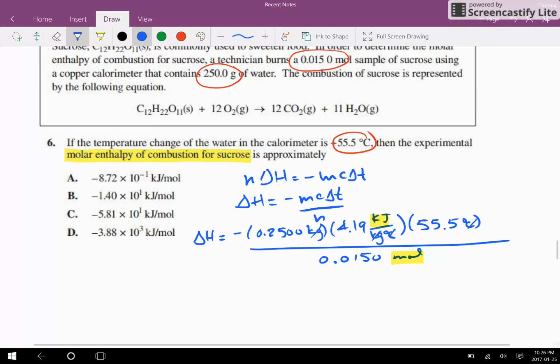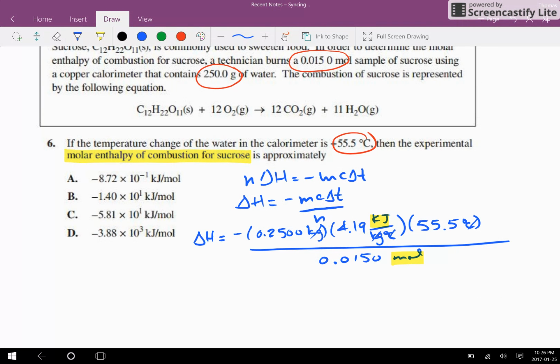So let's go ahead and plug that into our calculator. And we get 0.25 times 4.19 times 55.5 divided by 0.015. And we get 3,876 kilojoules. So you can see that rounds up to 3.88 times 10 to the 3 kilojoules. And this is also per mole.